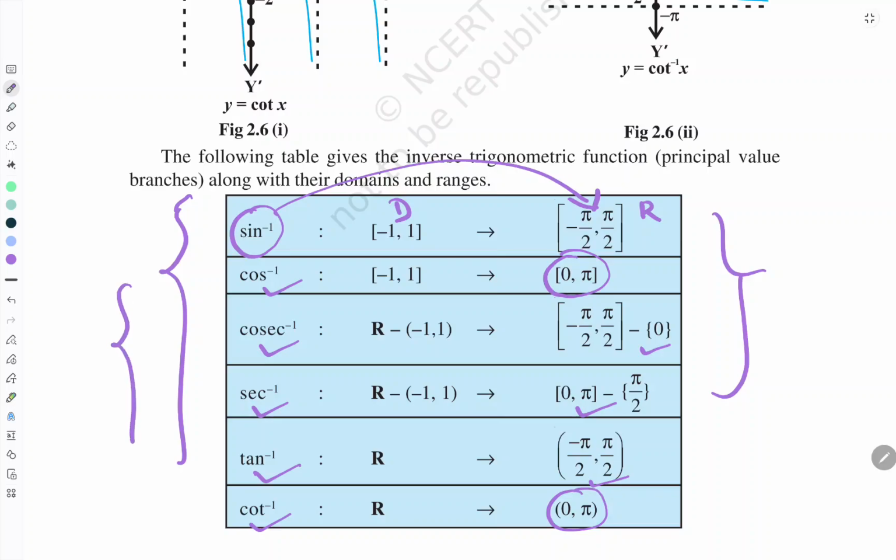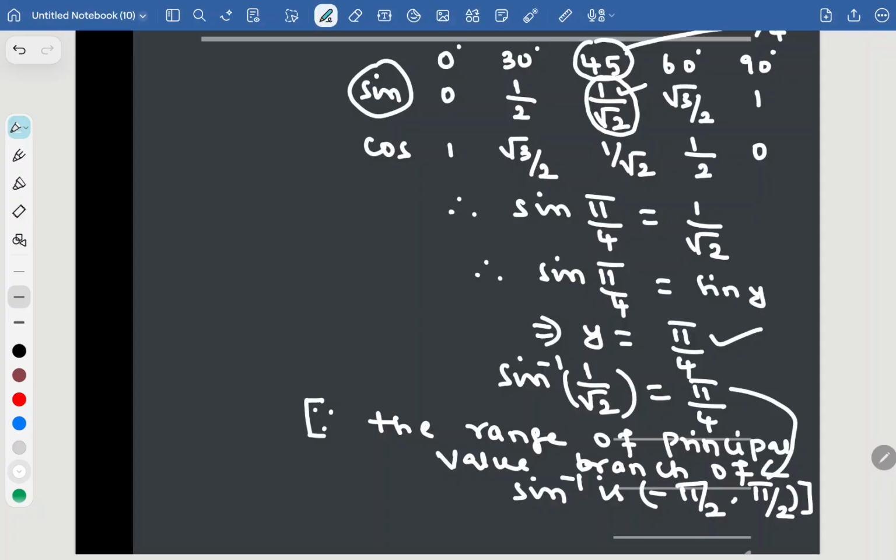You have to memorize this one so that all the problems for finding the principal value branch are very easy. One must know both domain as well as range. You have to memorize for sine inverse, cos inverse, cosecant inverse, secant inverse, tan inverse and cot inverse. Here not open interval, closed interval.